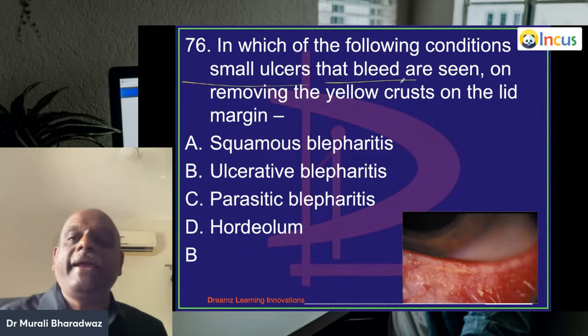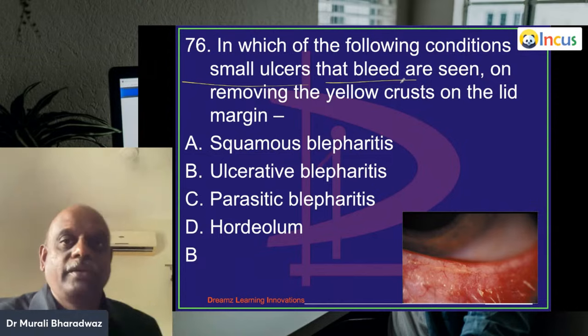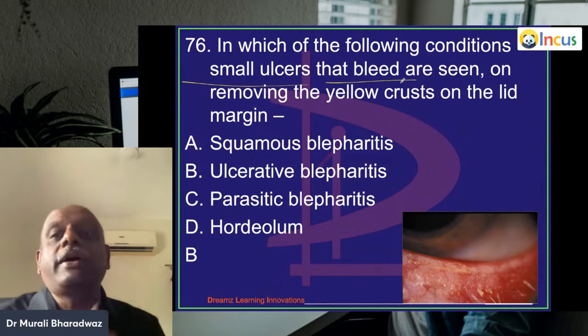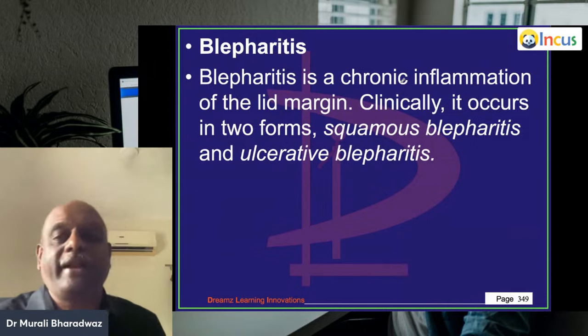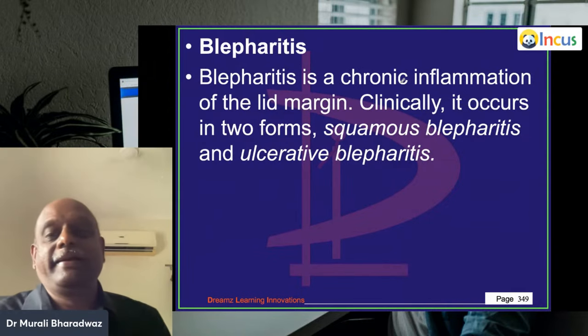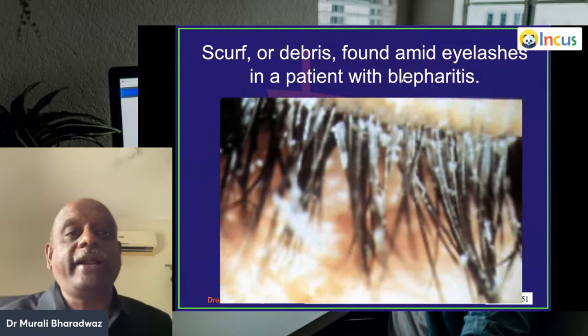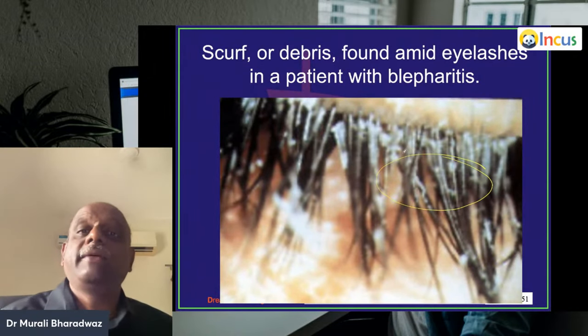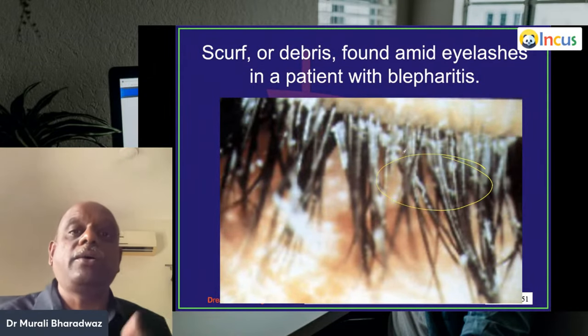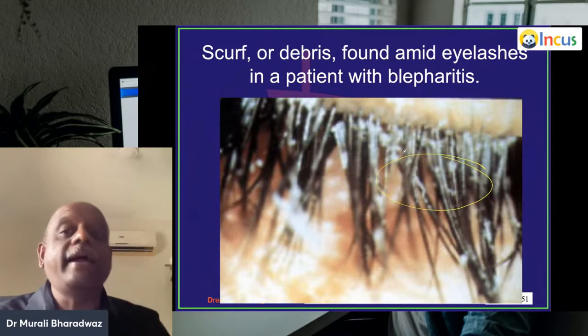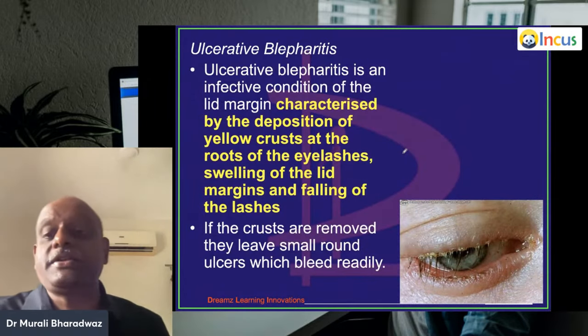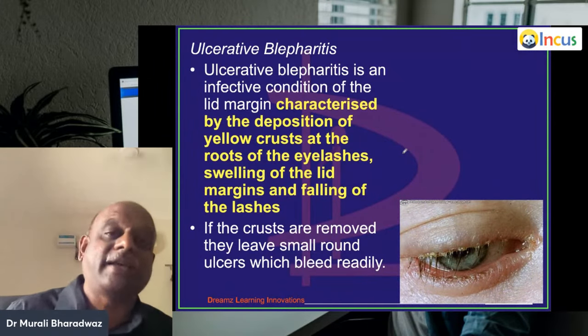Small ulcers that bleed. On removing the yellow crust on the lid margin, it is ulcerative blepharitis. It can be squamous blepharitis, ulcerative blepharitis. All this debris which is found amid the eyelashes in a patient of blepharitis, this is classically ulcerative blepharitis.